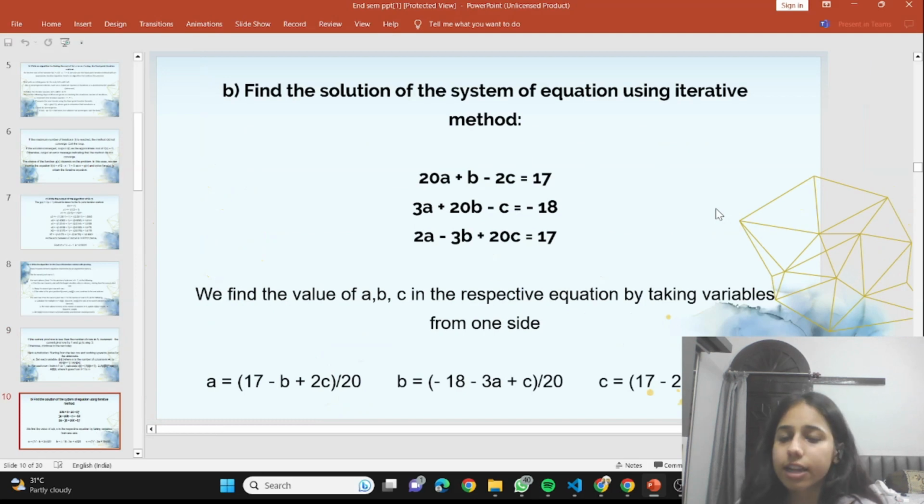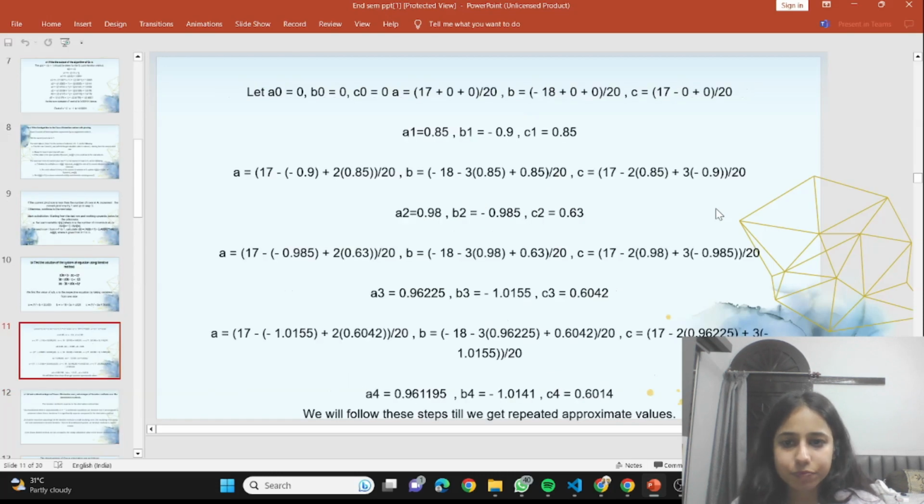Now our second question is to find the solution of the system of equations using the iterative method. Our equations are 20a plus b minus 2c equal to 17, 3a plus 20b minus c equal to minus 18, 2a minus 3b plus 20c equal to 17. We find the value of a, b, c in the respective equation by taking the variable from one side. We will calculate a, b and c.